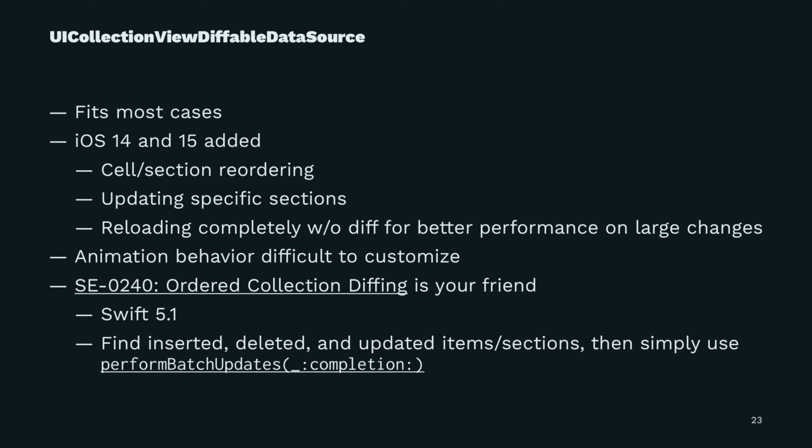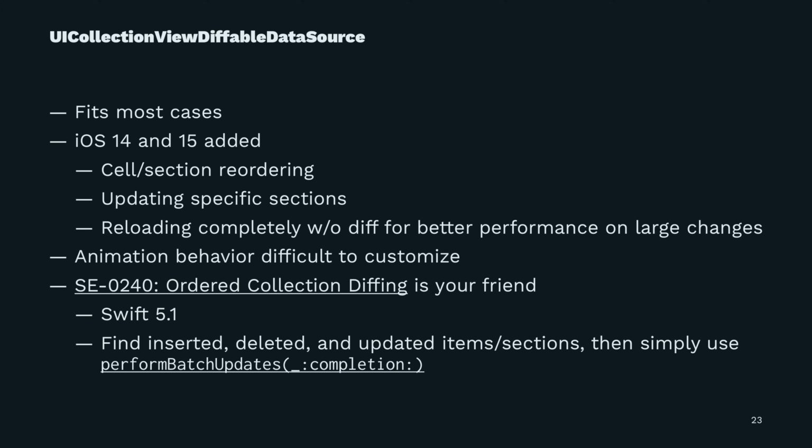In the iOS 14 SDK, we also got cell and section reordering finally, and we also got the ability to update specific sections. Also in the iOS 15 SDK, there's a new API that allows you to use diffable data source, but also reload data without doing the diff for changes that are extremely large, for example.